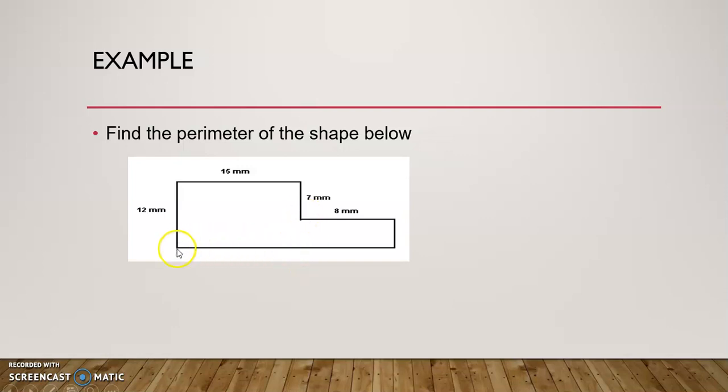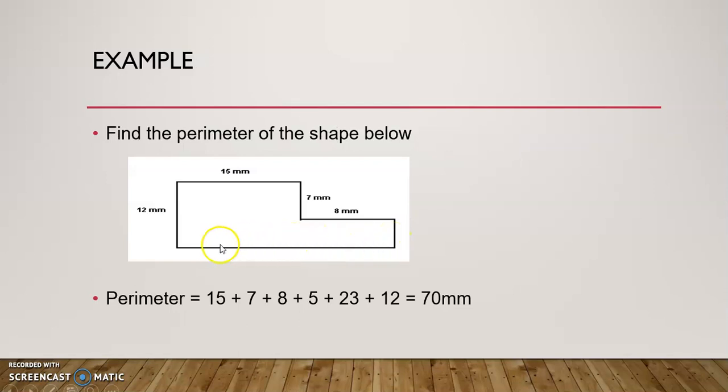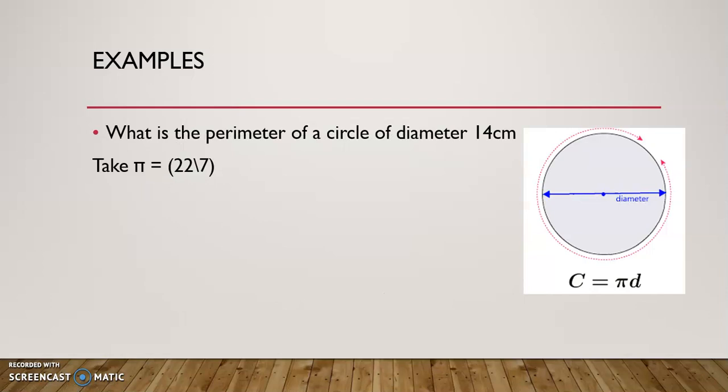Good. If here to this particular point is 15, and from this point to this point is 8, what will be this total length? That's 15 plus 8, which is 23. So the perimeter will be what? 15 plus 7 plus 8 plus 5 plus 23 plus 12. So the perimeter of this shape is 70 millimeters.